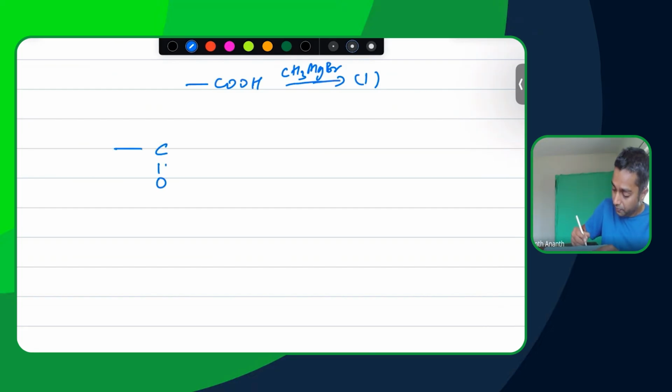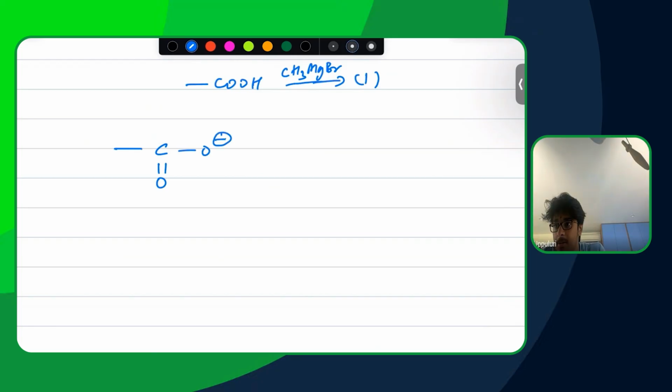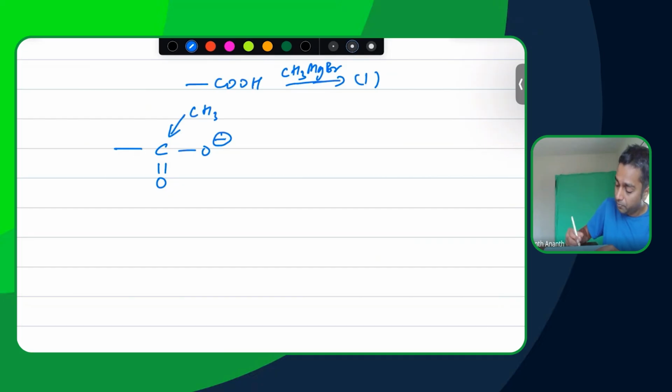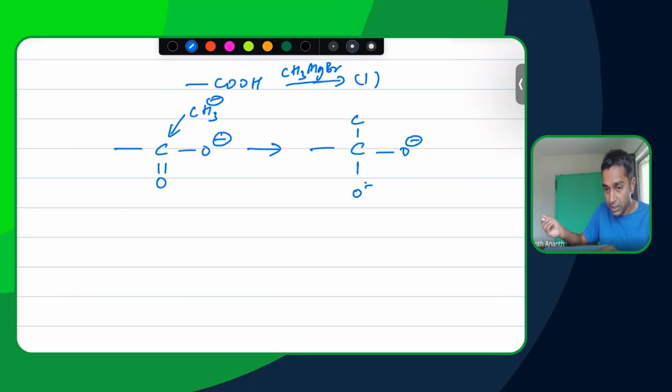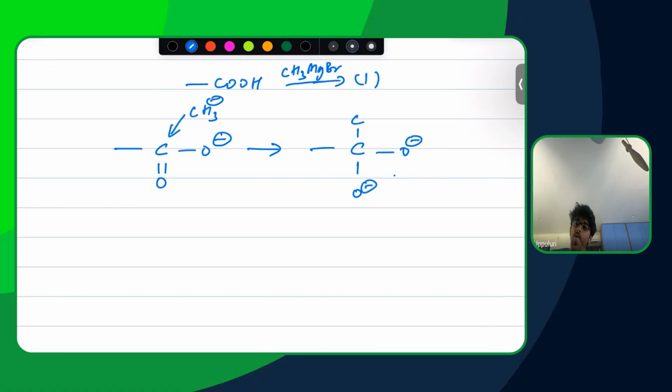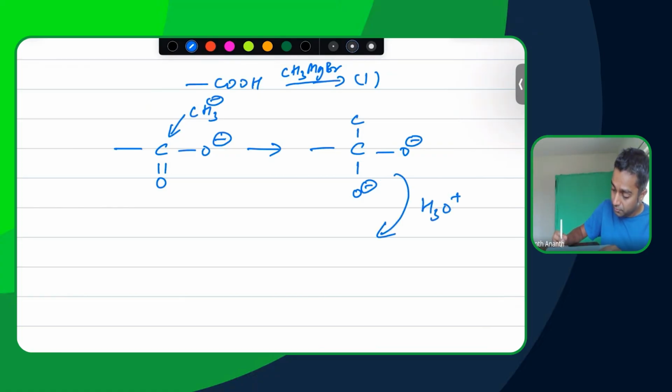Alkyl lithium will first form this. Okay. Then it will react again over here to give you this. Grignard cannot do that. It will form this. Okay. And hydrolysis, OH, which will result in ketone. Ketone.